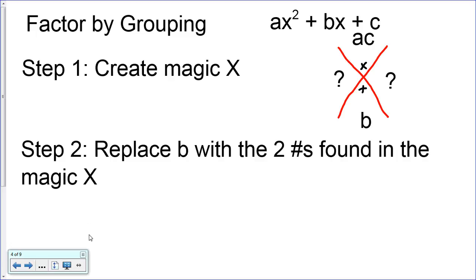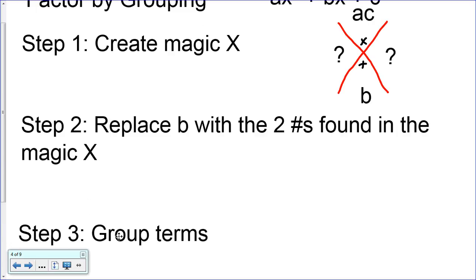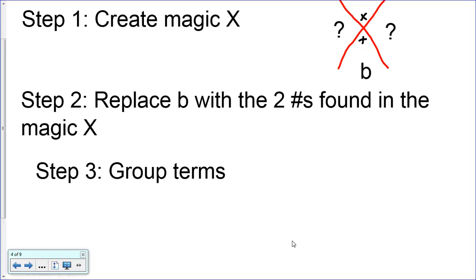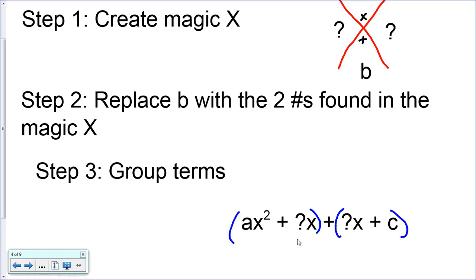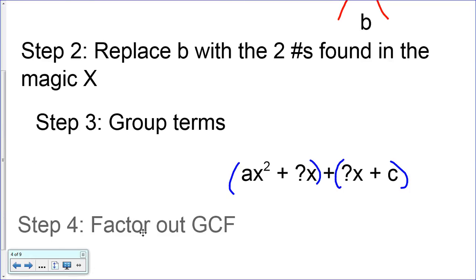Okay, that actually draws me into step 3, which is to group the terms. So when we write it out, we'll have ax squared plus something x plus c. And then from there, since we have 4 terms, we can just group them into 2 binomials and do it that way. Okay? Now once we have those groups and we have binomials, we can factor out a GCF really easily.